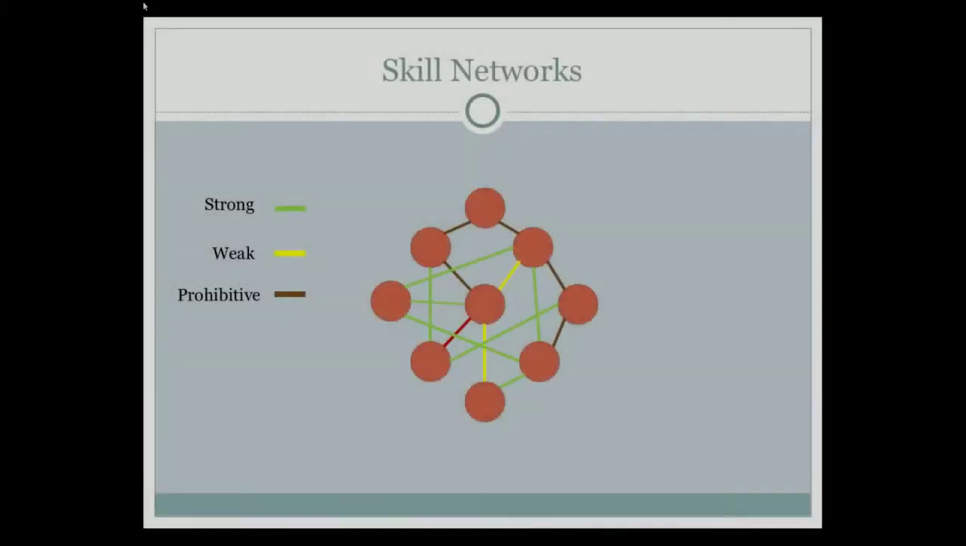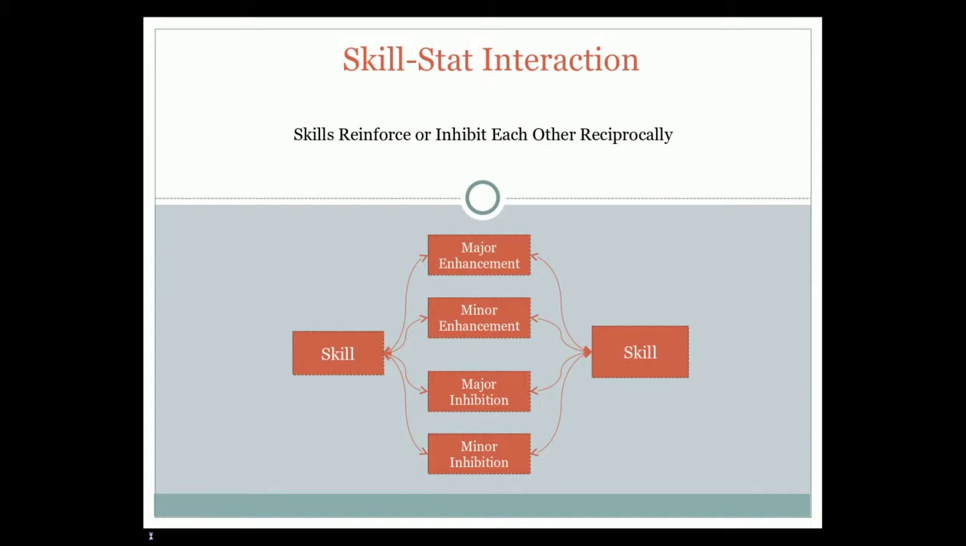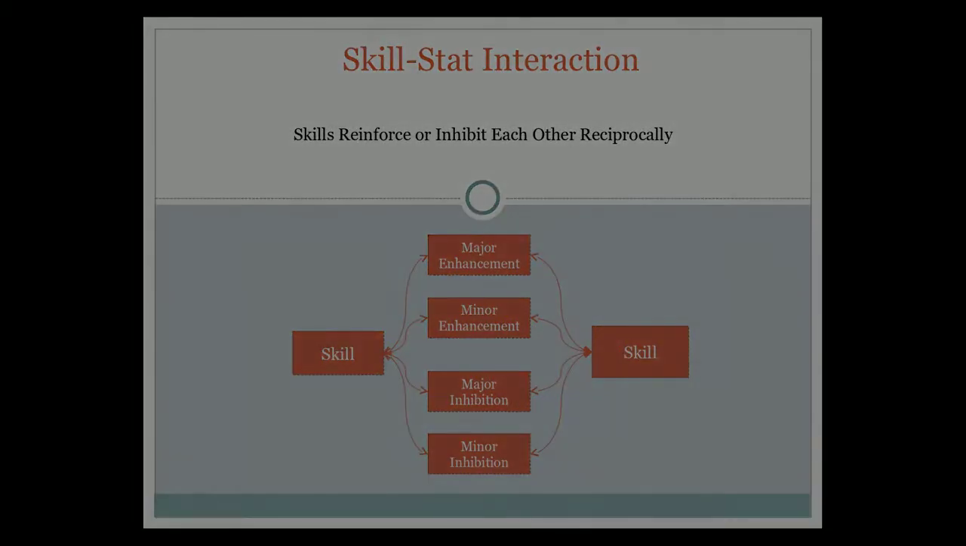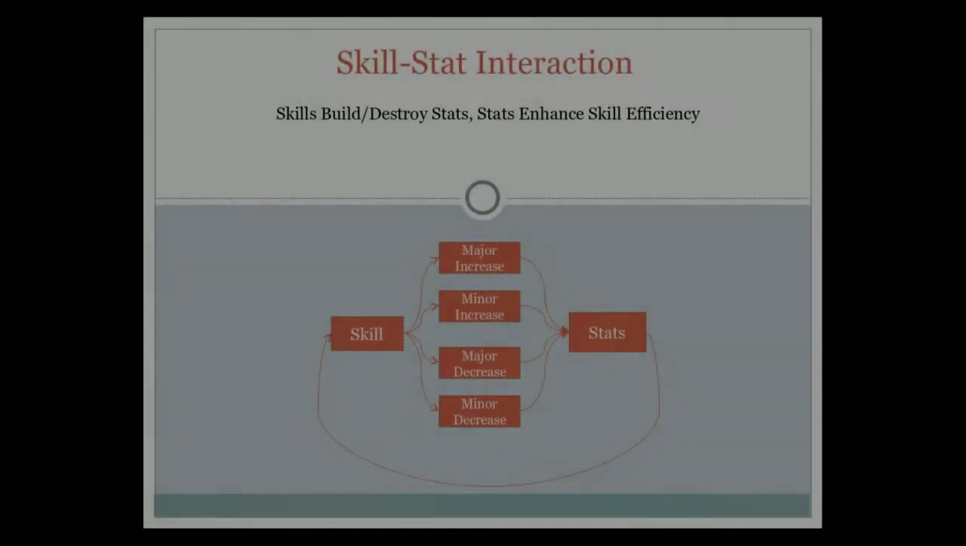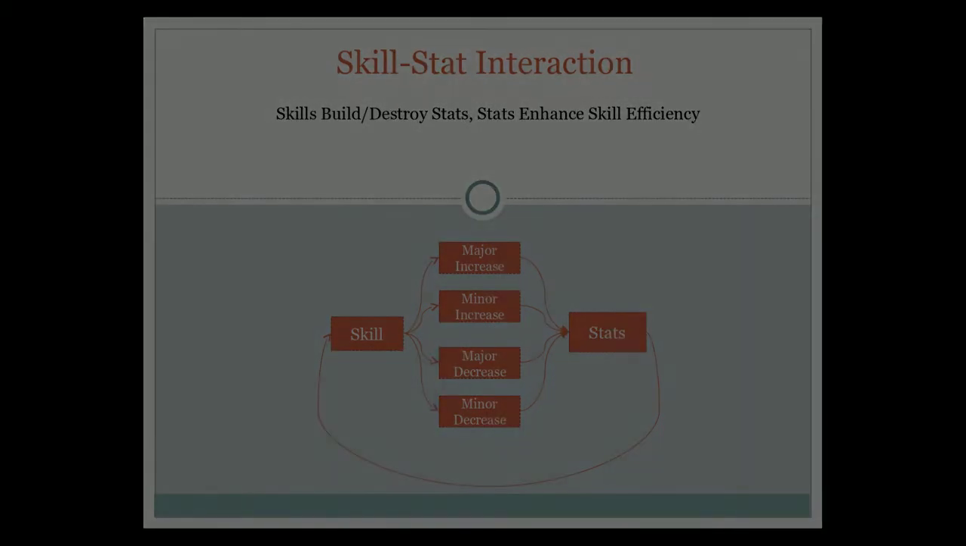Like the connections in the human brain, our skills will be linked to other skills. Some of these connections will be stronger than other connections, while some of the connections will be counterproductive to each other. Every connection between skills will enhance or inhibit each other as the player uses the skills together. The same effect is going to happen with the player stats as well. As the players use the skill, stats will increase or decrease.